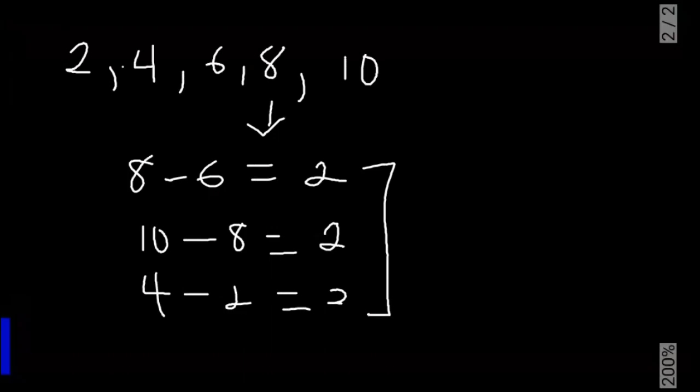If the differences are not common among the terms, it shows that the sequence is not an arithmetic progression. It's not a linear sequence. It might be an exponential sequence.